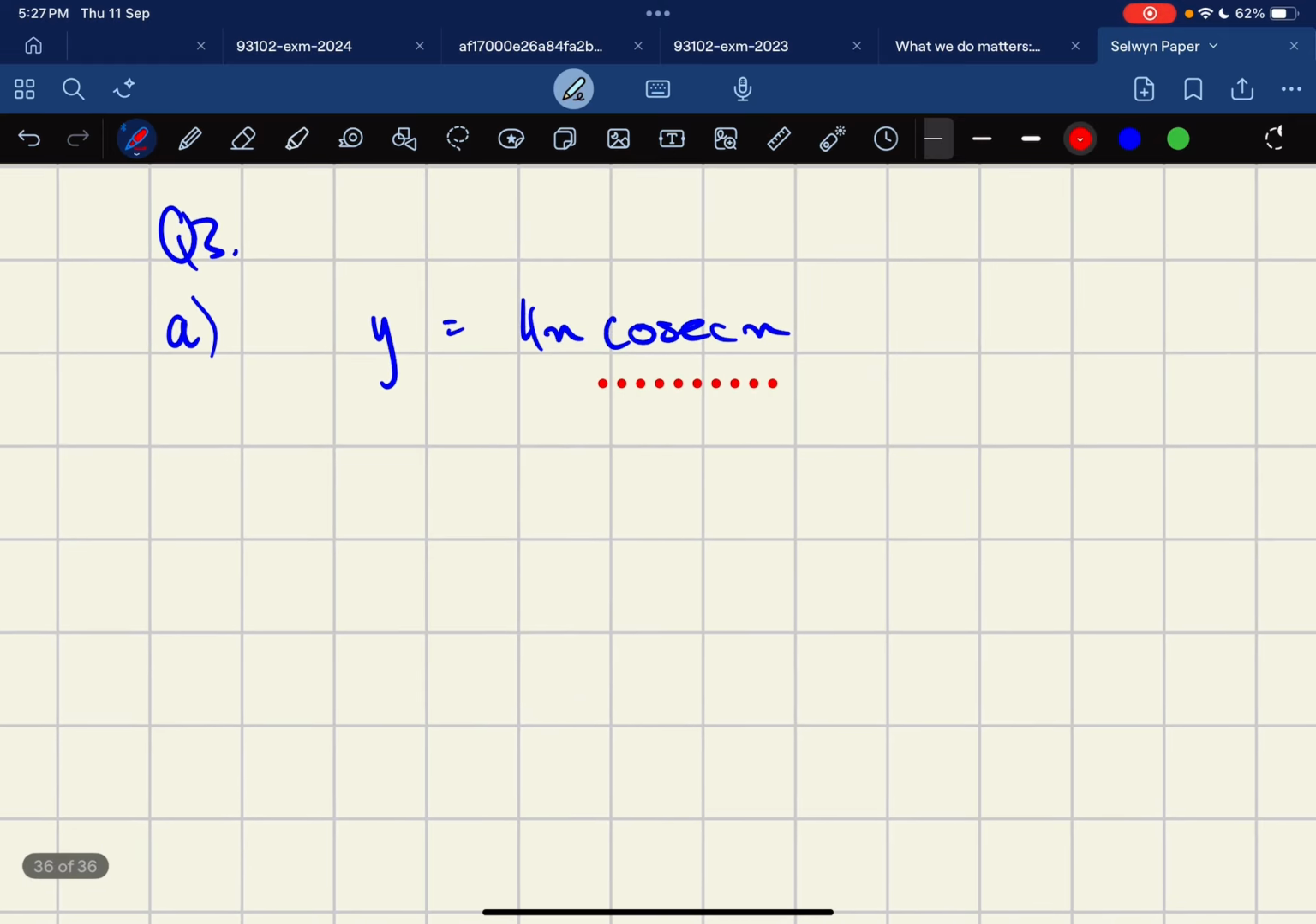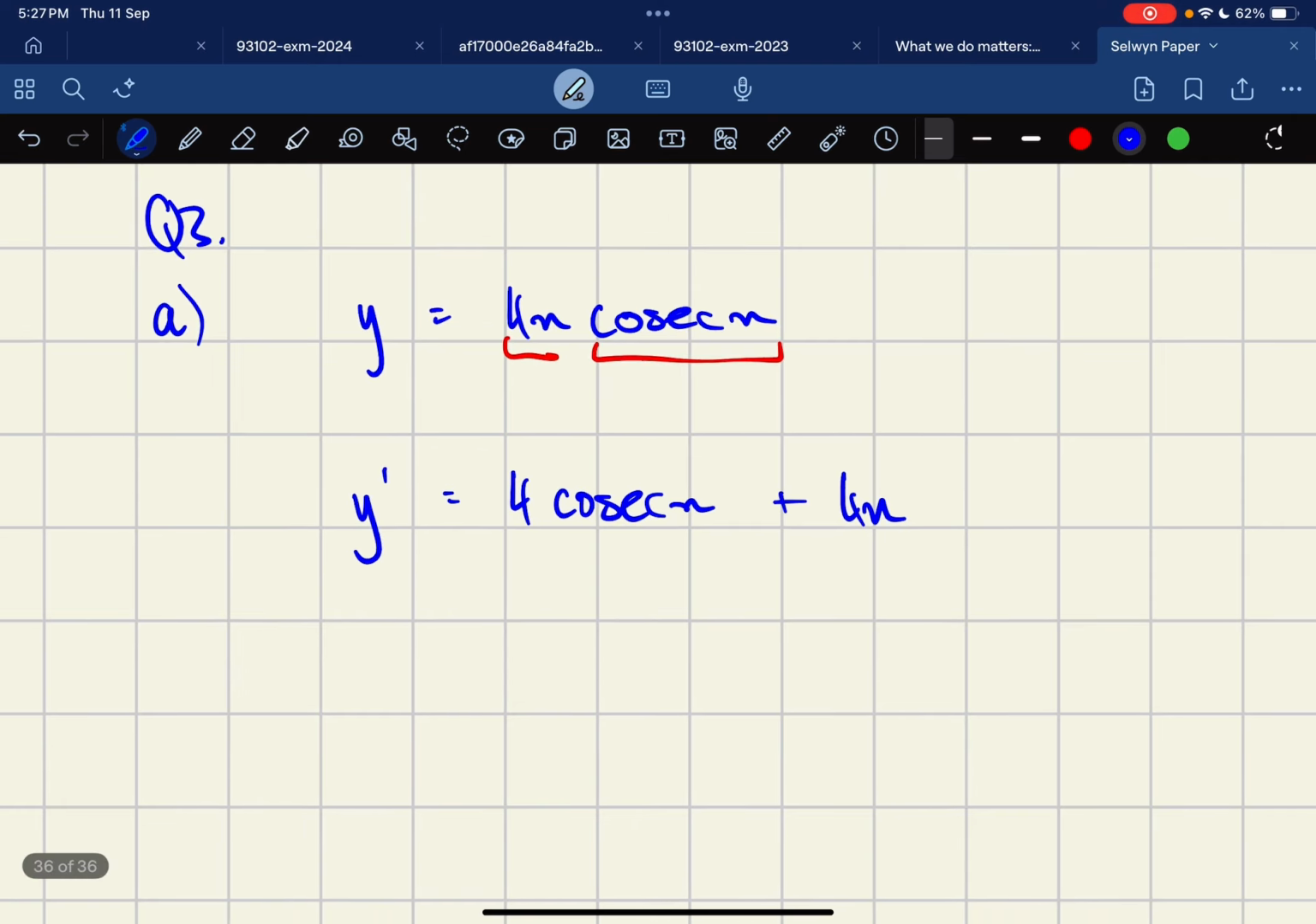And this is a product of two functions, the first one being 4x, the second one being cosec x. So using the product rule, the derivative is the derivative of the first function, which is 4, times the second function, cosec x, plus the first function times the derivative of the second function, which is negative cosec x cotangent x. And you don't need to simplify, so you can just leave it like that.